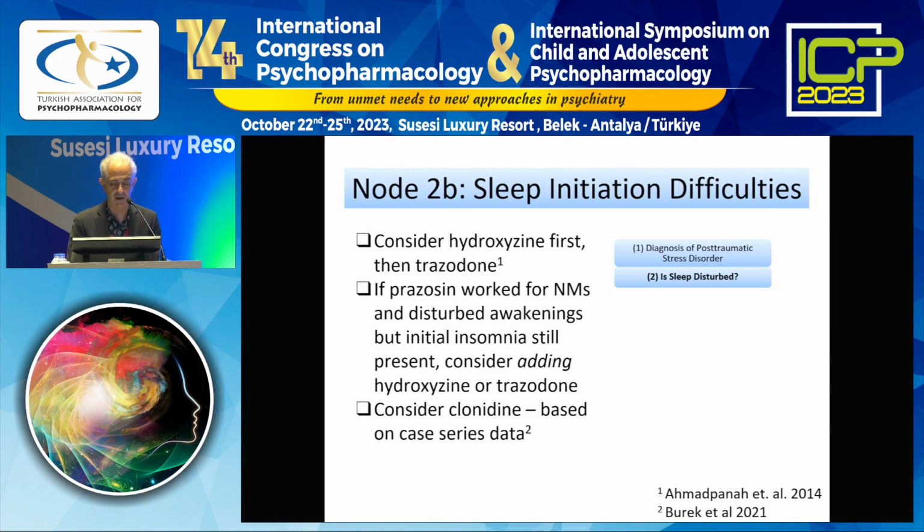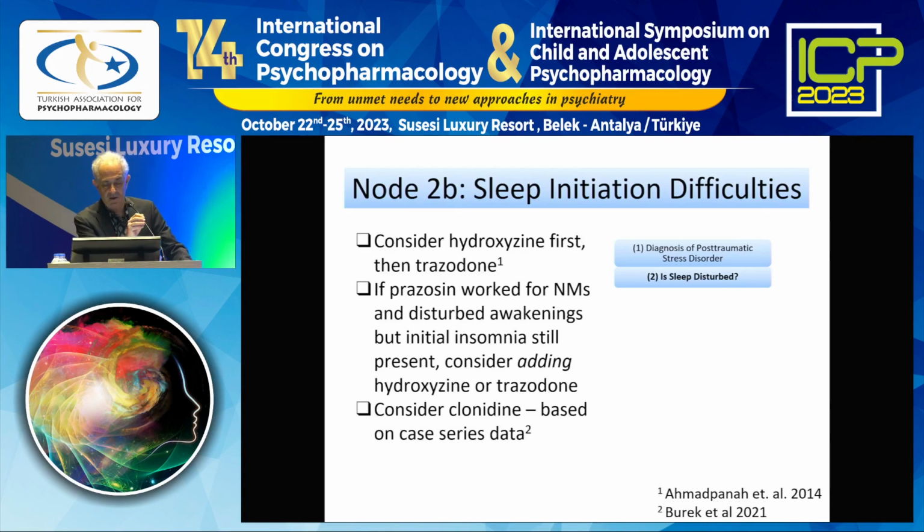Now, our second line is trazodone, and that used to be first in our earlier papers, but it really has had no controlled studies in PTSD. So it's purely from clinical experience. So we've knocked it down in our algorithm because we always prefer, when we have randomized controlled trials supporting something.